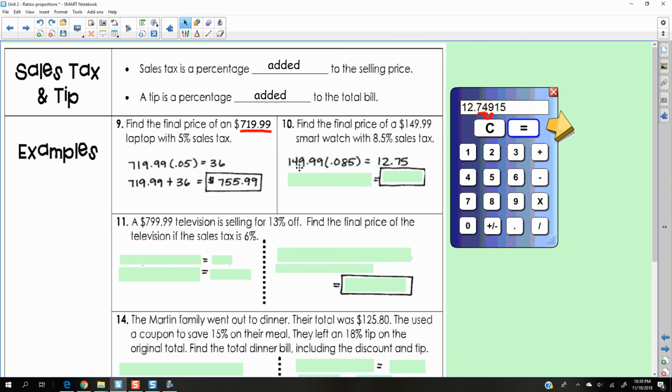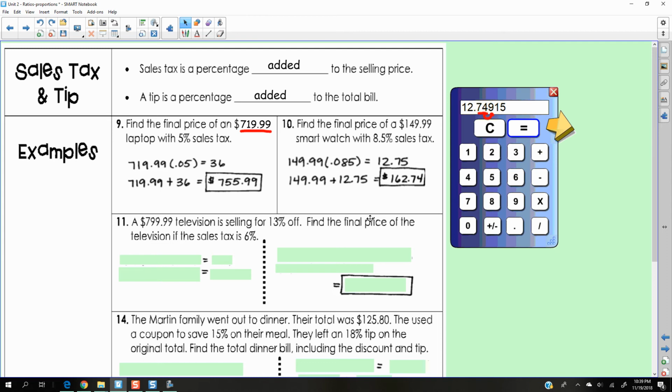So here we have 149.99 times 0.085 and we get 12.75 like I just said. Now, since we're adding sales tax, we have to add that $12.75 to the $149.99 and we get $162.74. All right, so I want you to try the next one.